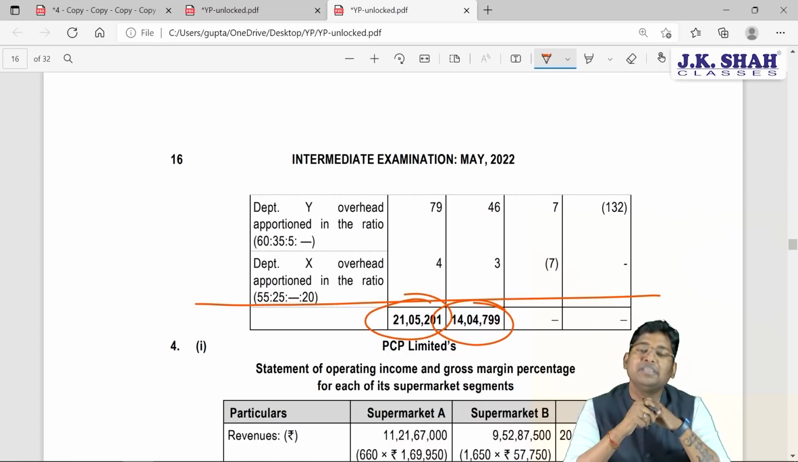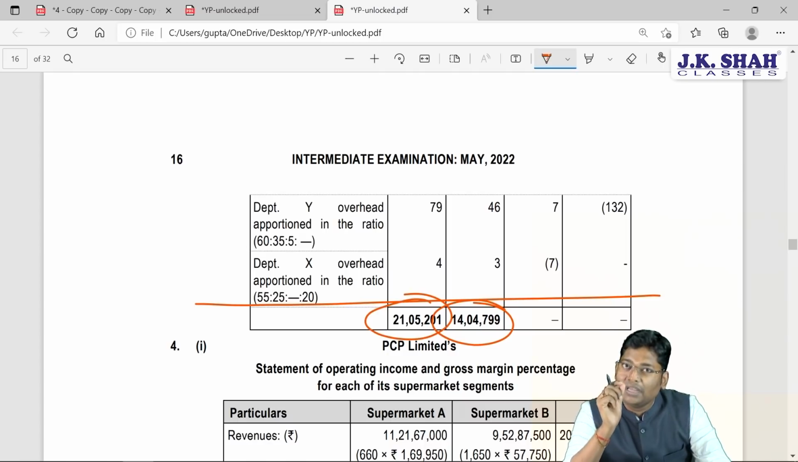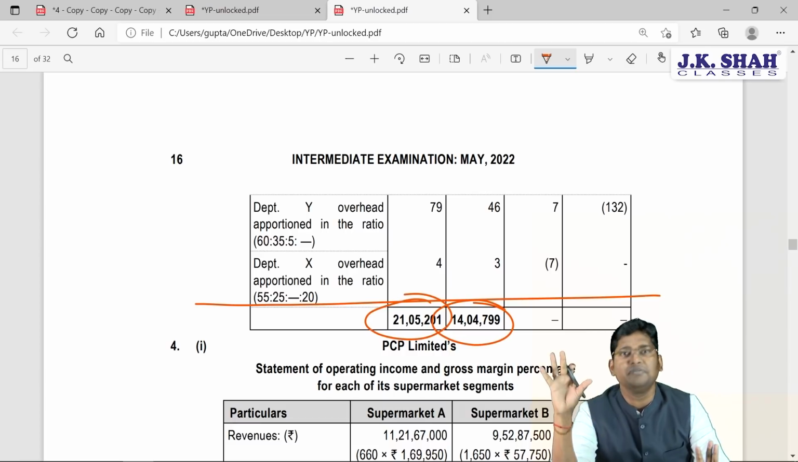In activity based costing, the basic focus is to be given on each and every activity which is conducted or performed by the company. Now, for each activity, you should calculate a rate, and according to that rate, you should apportion the overhead. This is the theme of this chapter.